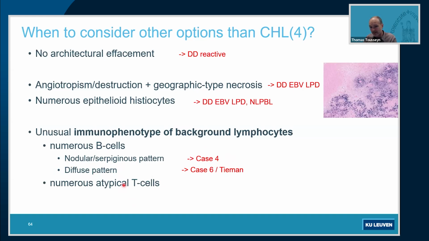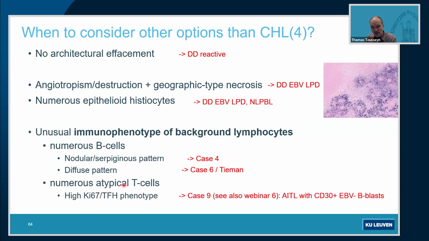There you should look at whether the T cells are atypical or not. If you go back to the previous webinar, webinar 6, there were some cases shown with numerous T cells with a high proliferation index. This is often a very good indicator, and a TFH phenotype with the presence of CD30 positive cells. They can be EBV positive, they can be EBV negative, but they are CD30 positive and they can look like Reed-Sternberg cells. Cases with angioimmunoblastic T cell lymphoma can have CD30 positive cells looking like Reed-Sternberg cells.